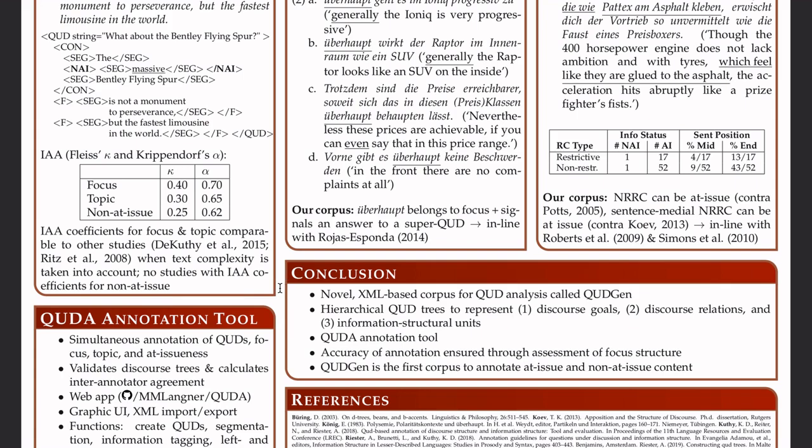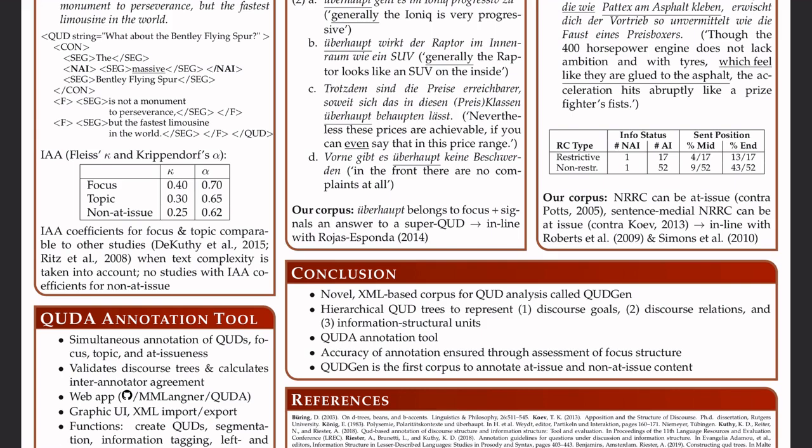Primary functions are obviously to create QUDs, text segmentation, there's information tagging. It allows for left and right branching QUD trees. That's a difference to the QUD trees by Riester and colleagues who favor right branching tree structures. QDA allows you to move entire subtrees, and it has a split window view so you can work on a text file and an XML file side by side or quickly compare two discourse trees, for instance.